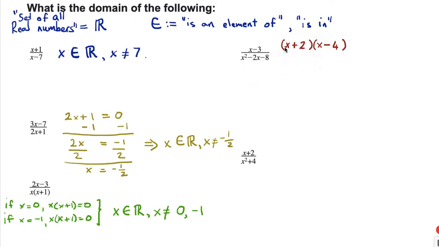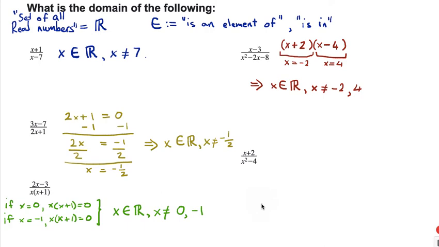From there, we find that to make one factor equal to 0, x would be equal to -2. And to make the other factor equal to 0, x would be equal to 4. So here are our two zeros. Therefore, based on that information, we can now say that this expression is defined for all x in the set of all real numbers, except that x is not equal to -2 or 4.